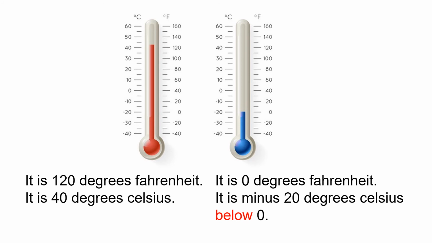Now, you are going to repeat after me. The first sentence says, it is 0 degrees Fahrenheit. Now, let's repeat the second sentence. It is minus 20 degrees Celsius below 0.